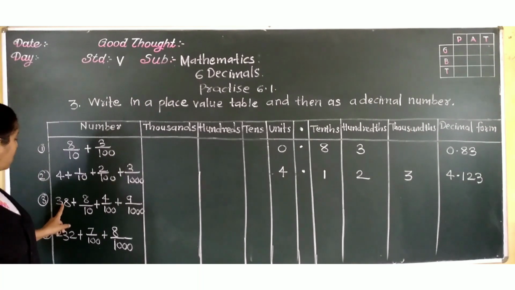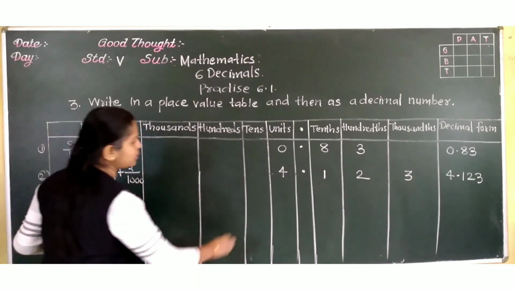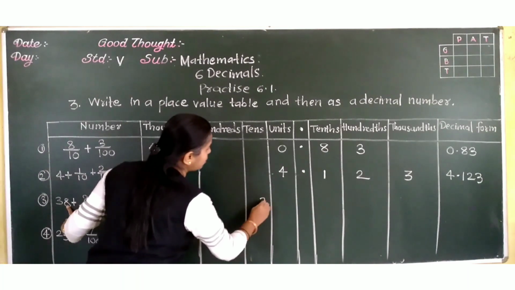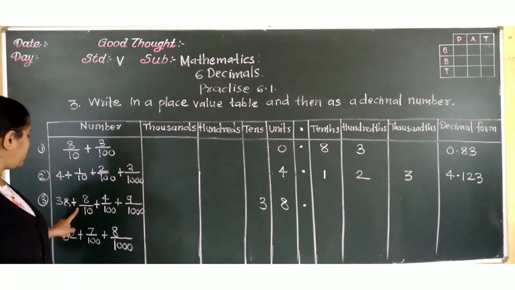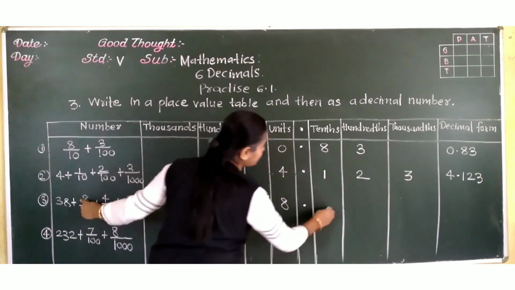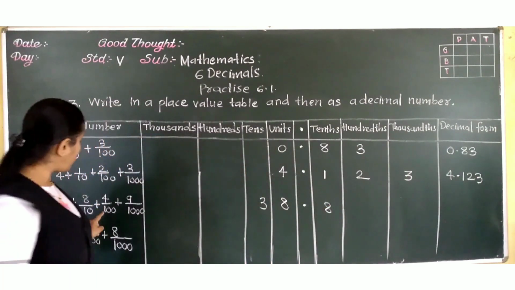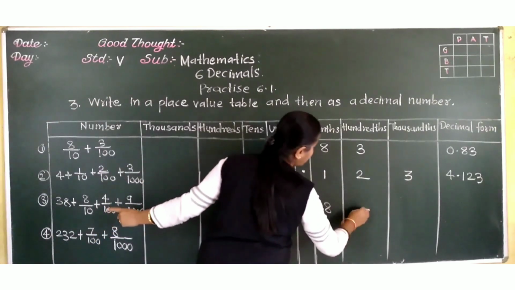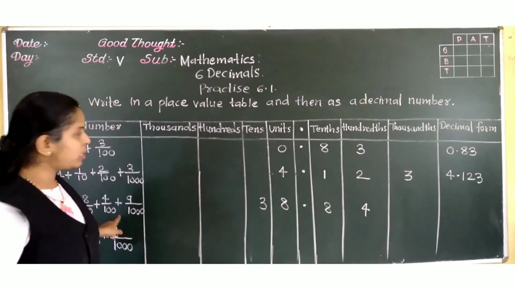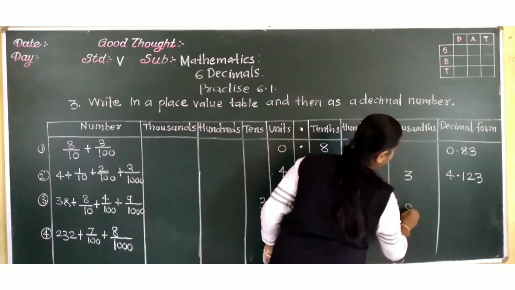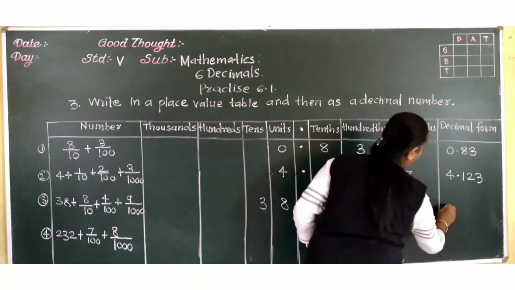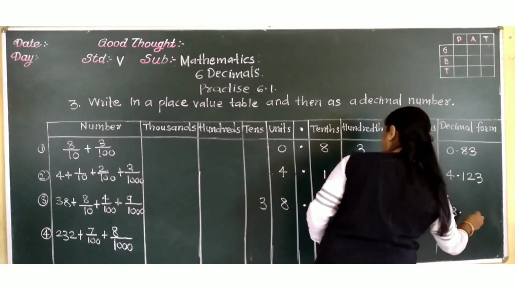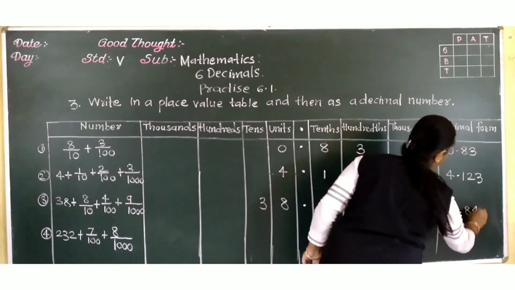Next. Now see, 38 means 3 is at 10th place. 30. 3 tens, 8 units. That is, see here how to write 38 point. 8 upon 10, that is 8 is at 10th place. Then 4 upon 100, that is 4 is at 100th place. And 9 upon 1000 means 9 is there at 1000th place. Correct? So what is the decimal form of it? 38.849.